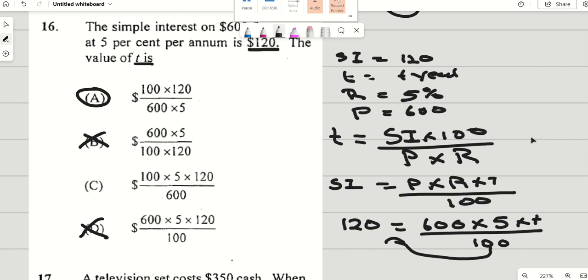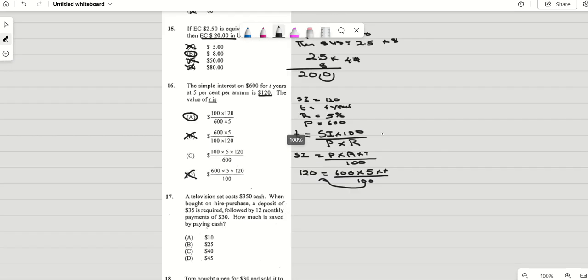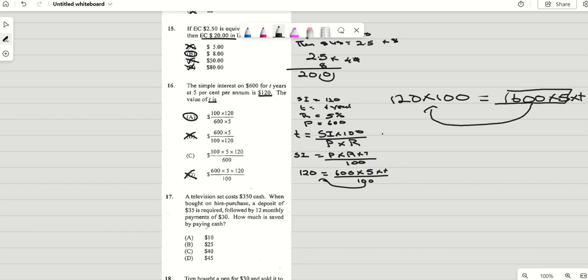So we have 120 multiplied by 100 is equal to 600 multiplied by 5 multiplied by time. We want time to be the subject, so we're carrying across this multiply by. So time is equal to 120 multiplied by 100 all over 600 multiplied by 5. And that is how I would get this answer, E. All right, so C would not be your answer.